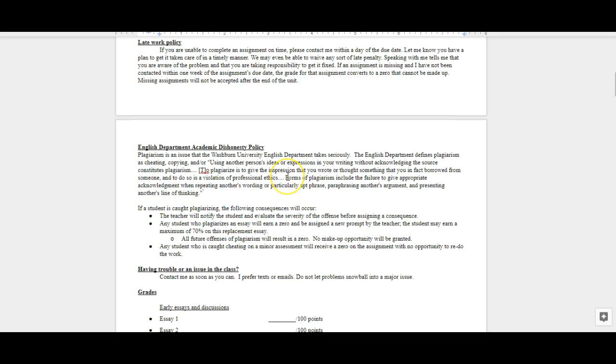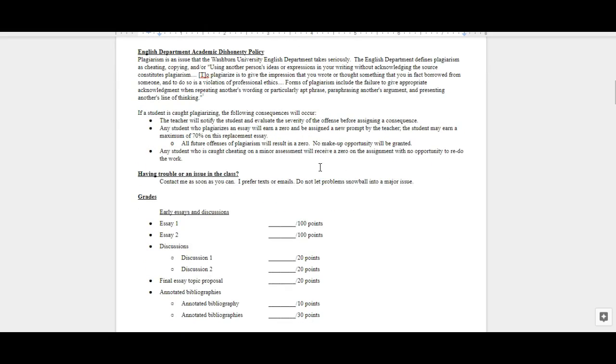The academic dishonesty policy basically boils down to do not plagiarize. That would be the worst possible thing for you to do in the class. I recognize that sometimes we struggle with the class. It's always better to contact me and get help than to make a decision that's very negatively going to affect your future success at the university. So again, if you're having trouble or if you have an issue, contact me as soon as you can.